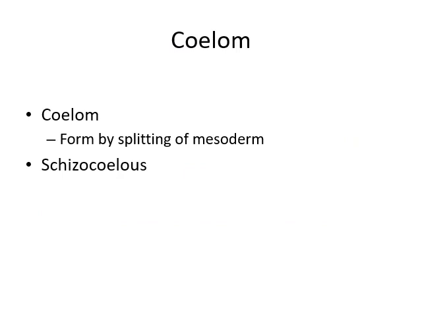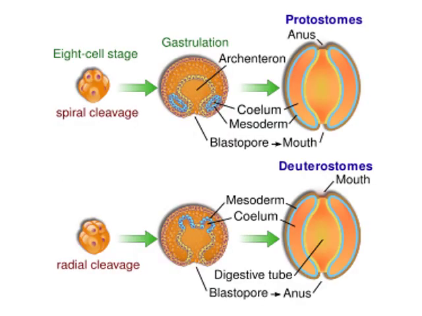Now coelom, the next feature. Coelom is basically the body cavity that is lined by the mesoderm on both sides. From the ectoderm, if you see, then the mesoderm is there. From the endoderm you see, the mesoderm is there. So this cavity is formed by splitting of the mesoderm in the case of protostomes. The mesoderm will get split and will form the cavity. They are schizocoelous. Here is a diagram.